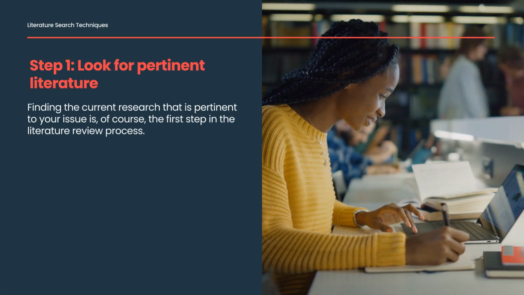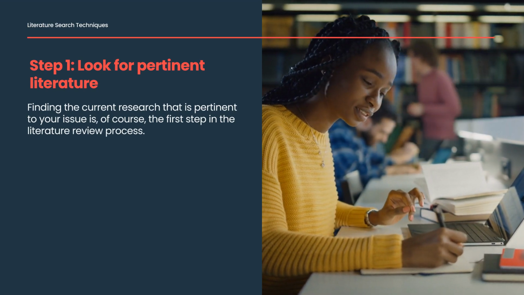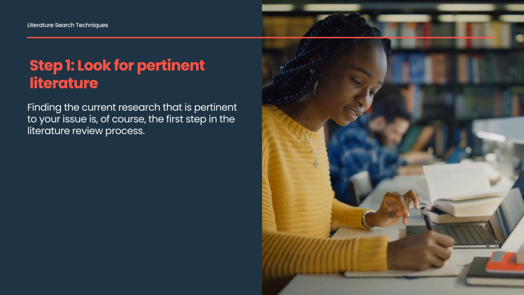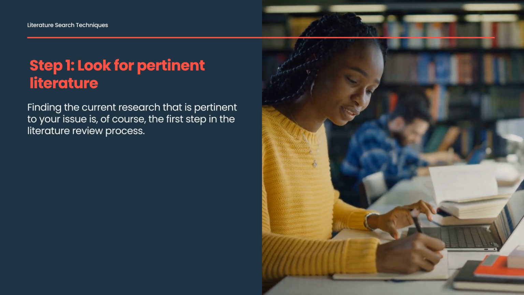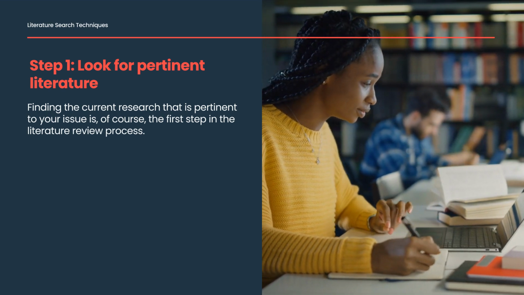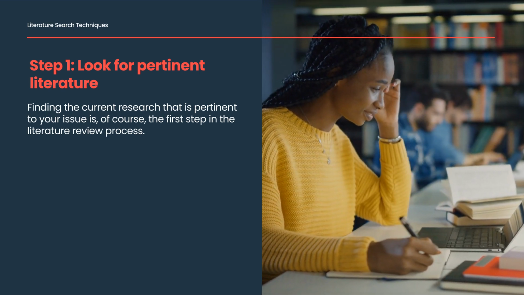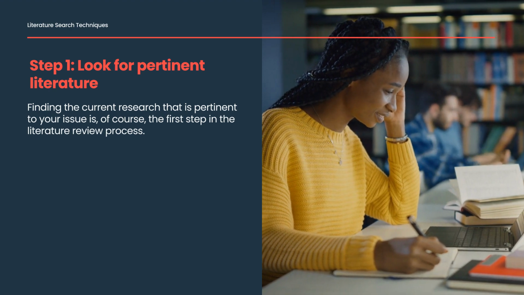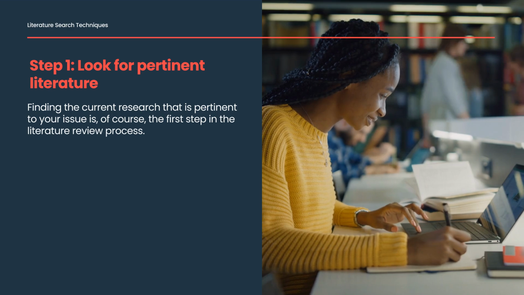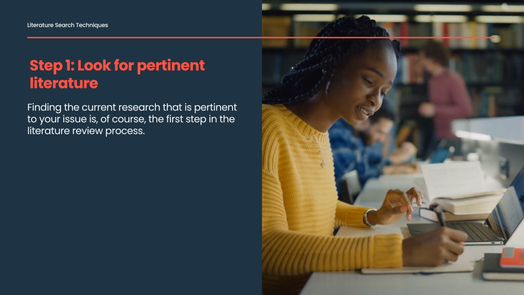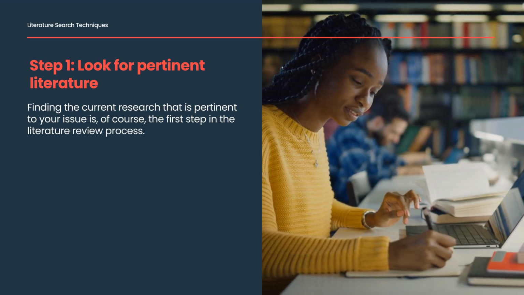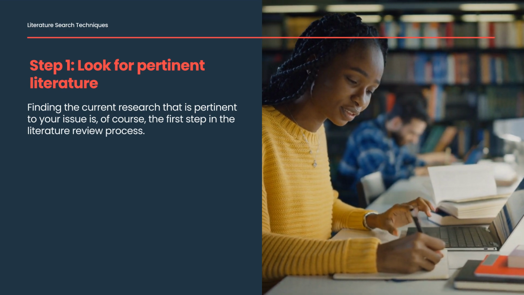Step 1. Look for pertinent literature. Finding the current research that is pertinent to your issue is, of course, the first step in the literature review process. Although your research proposal most likely gives you a good foundation for this, you must go into great detail in the actual applied research project. You should look for any previously published works that might aid in the development of your research question, or its answer if it has not been determined.